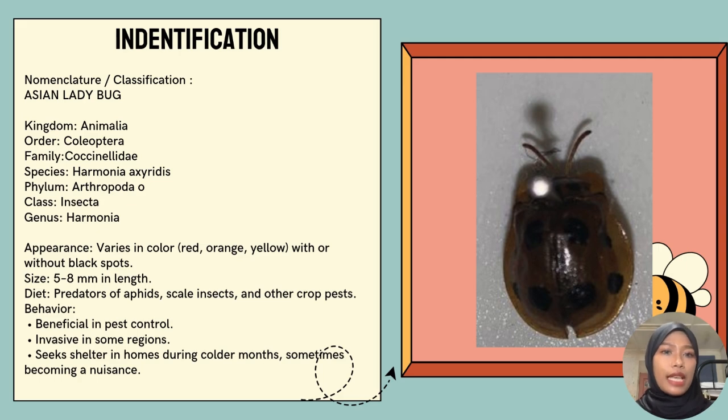The appearance for this insect, it varies in color, which is red, orange, and yellow, with or without black spots. The size is 5 to 8 mm in length, and diet for this insect is predator of aphids, scale insects, and other crop pests. Behavior of this insect, it is beneficial in pest control, invasive in some regions, and it seeks shelter in homes during colder months, sometimes becoming a nuisance.